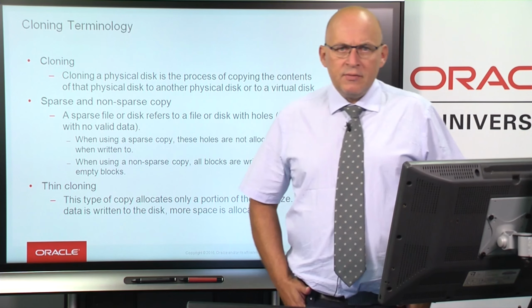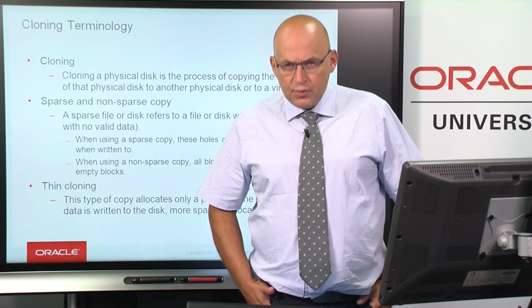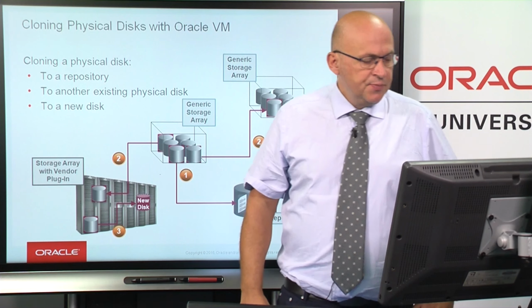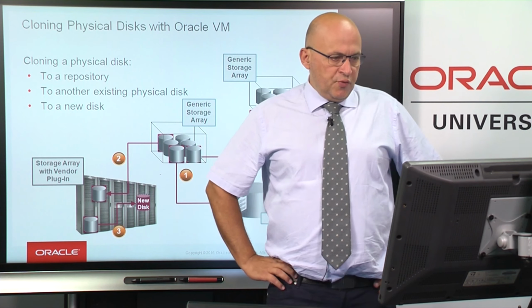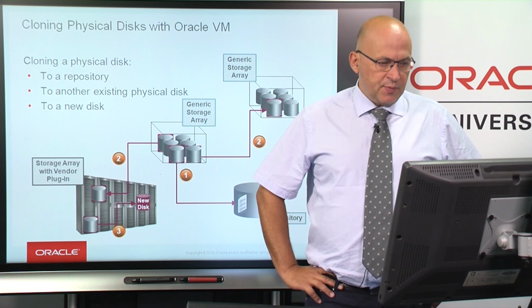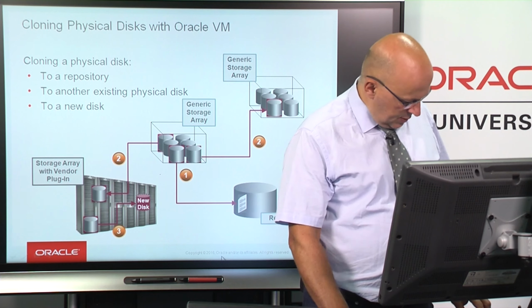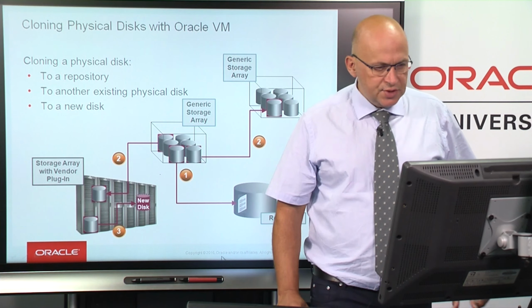And then we have another term which is called thin cloning. In this case, you are writing only the data that are written into the disks. So we are not really copying the whole disk, but only the part of the disk that is really written. From this point on, we can have different kinds of examples by using this kind of cloning technology.